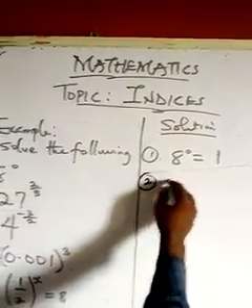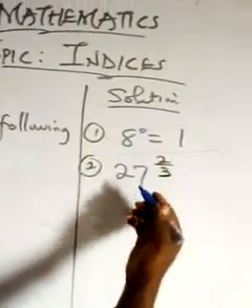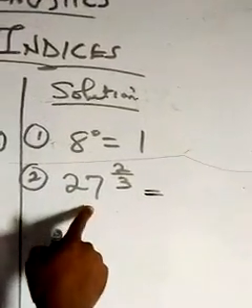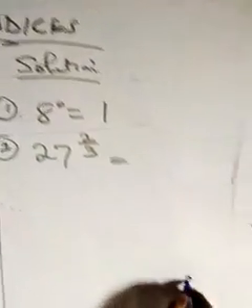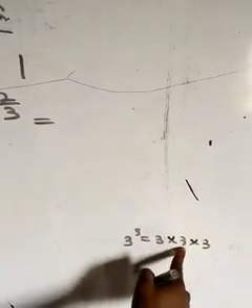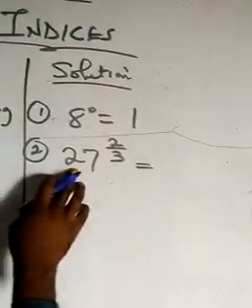Now, number 2, we have 27 raised to the power 2 over 3. You can solve this in 2 ways, but the fastest way, let me show you. 27 is written as what? 3 raised to the power 3. Because you know that 3 raised to the power 3 gives you 3 times 3 times 3. 3 times 3 is 9. 9 times 3 gives you 27. Now, you replace 27 with 3 raised to the power 3.